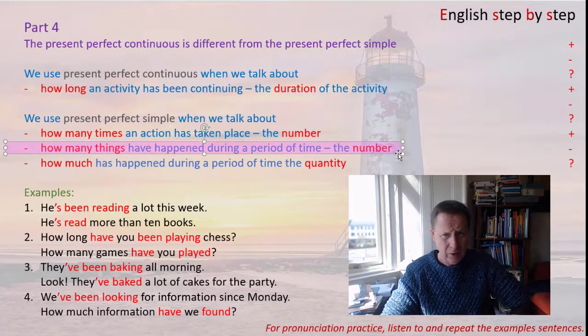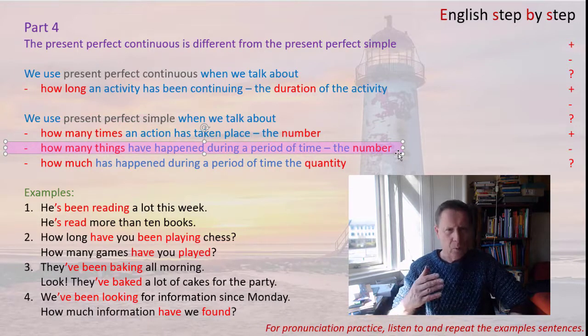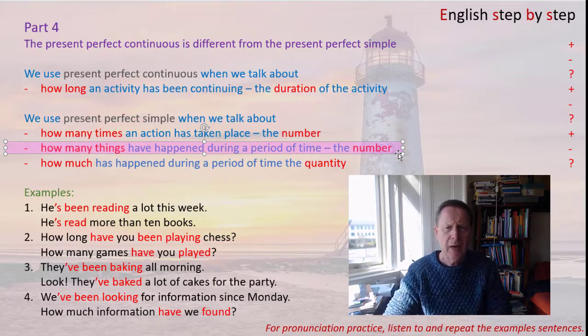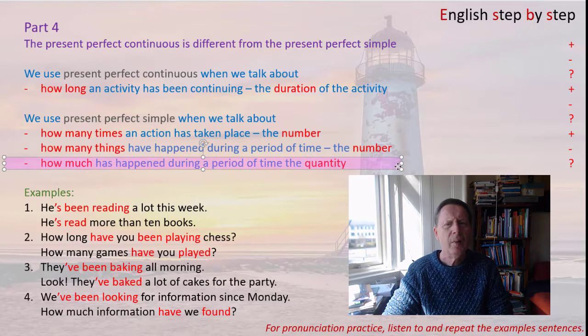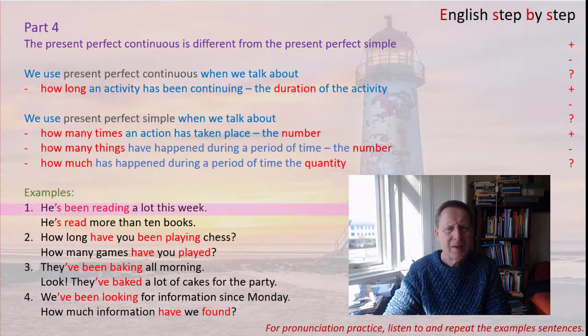And we also can use the present perfect simple when we talk about how many things have happened during a period of time. Again, it's the number. And also we can talk about how much has happened during a period of time. In this case, we're talking about the quantity of something. So let's look at some examples to see the difference.